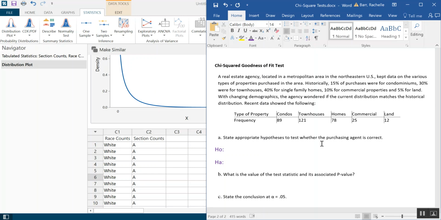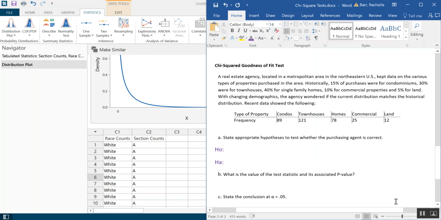All right. A real estate agent located in a metropolitan area in the northeastern United States kept data on various types of properties purchased in the area. Historically, 15% of purchases were for condominiums, 30% were townhomes, 40% were single-family homes, 10% were commercial properties, and 5% were for land. With changing demographics, the agency was wondering if the current distribution matches the historical distribution. Recent data shows the following counts. So you're given the type and the frequency for the area, I'm assuming. You really shouldn't try to take other areas of the country and compare them to each other because certain parts are more rural than others and more vacant than others.